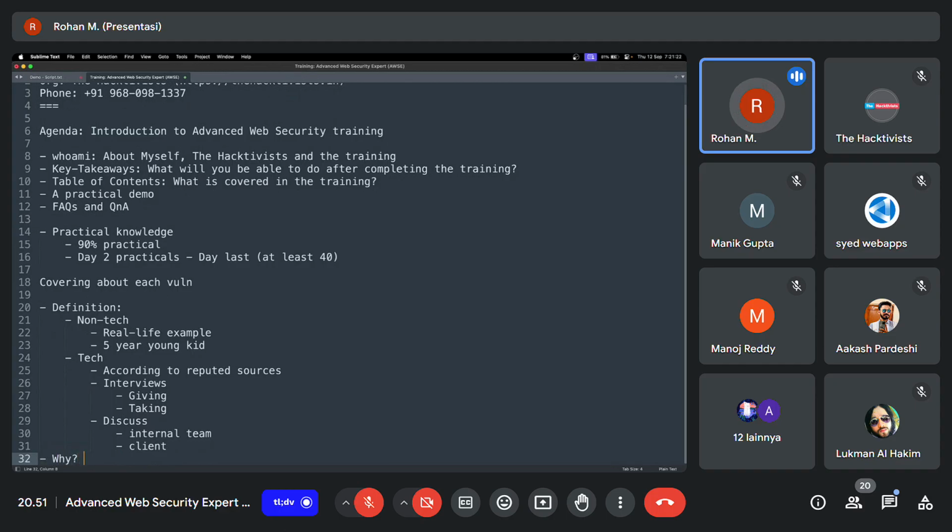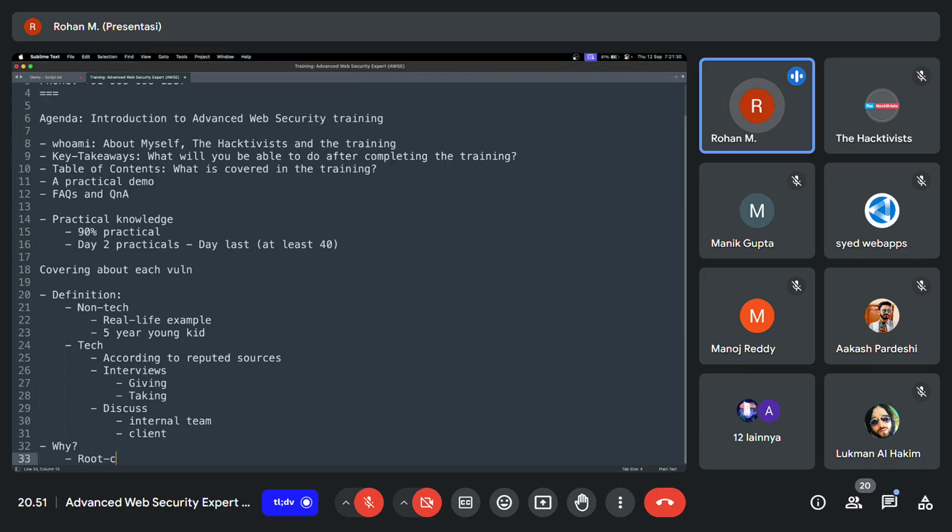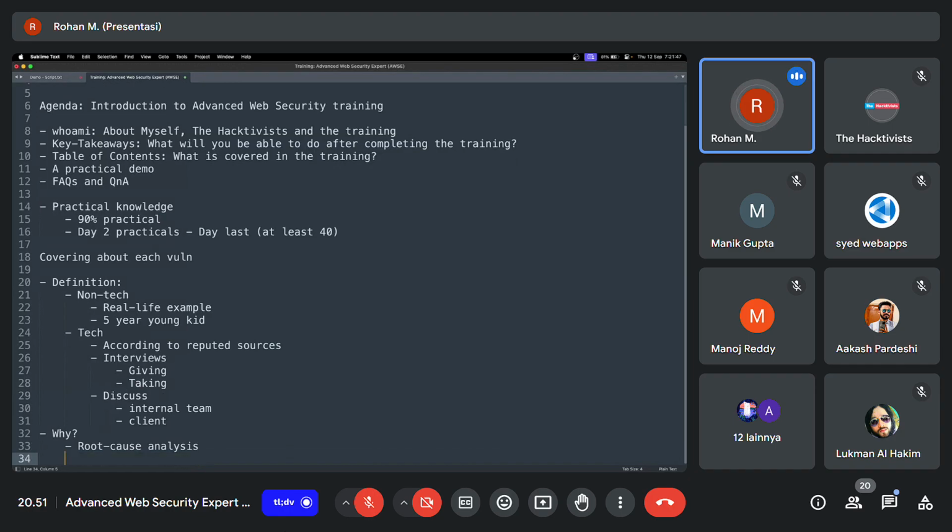Then we will be discussing why. If you talk of any security issue, why is this security issue there? You must have come across a quite common term in cybersecurity and application security: root cause analysis. It means, why is this security issue happening? What is the root cause of this security issue to happen? That is what we will be discussing.